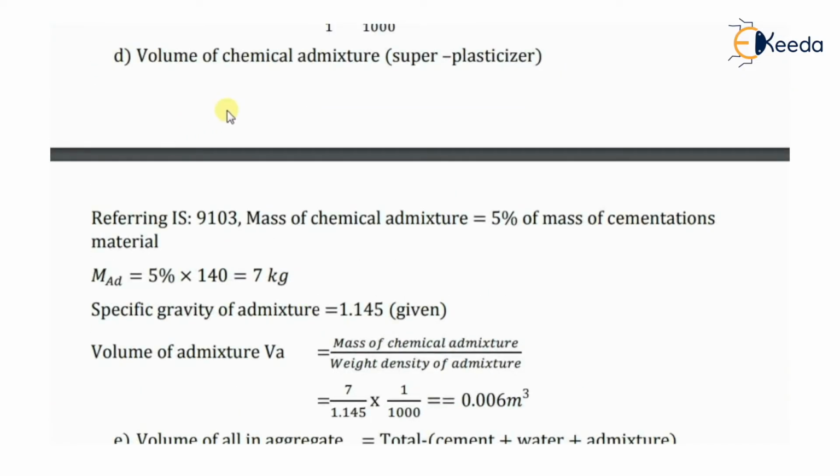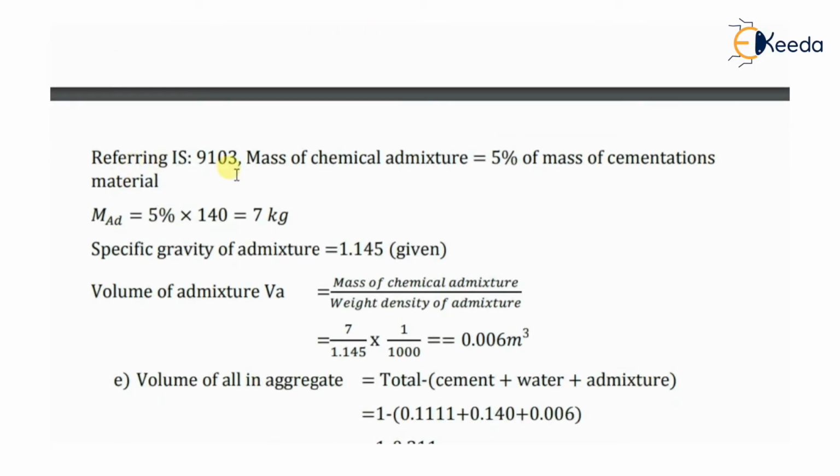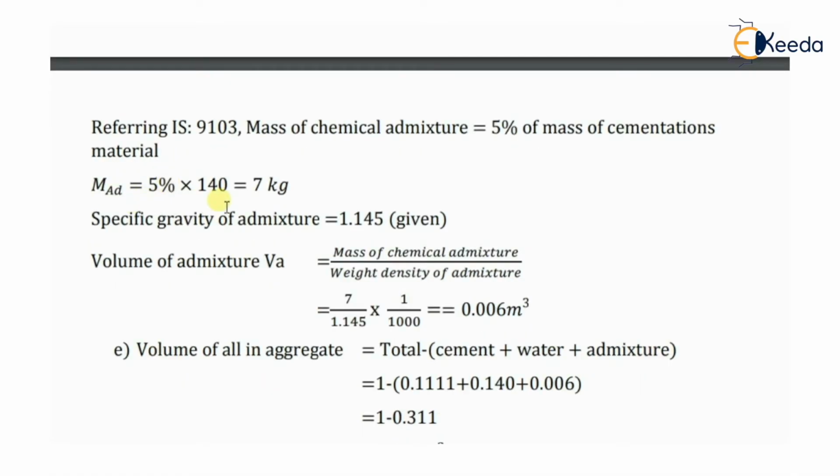Now let's calculate the volume of chemical admixtures. In our case we have used superplasticizers, so let's calculate it. See, referring to IS 9103, for the mass of chemical admixtures, I am taking here 5% of the mass of cementitious material. So 5% of cementitious material, in our case is cement. So cement we have calculated 140 kg. So 5% of 140 kg will be 7 kg. And the specific gravity of admixture is given. It is 1.145 in the problem statement.